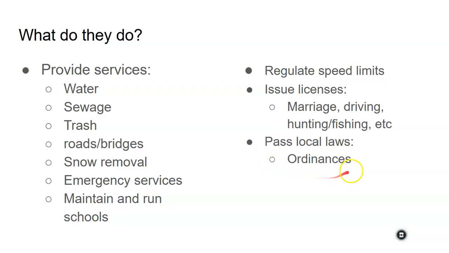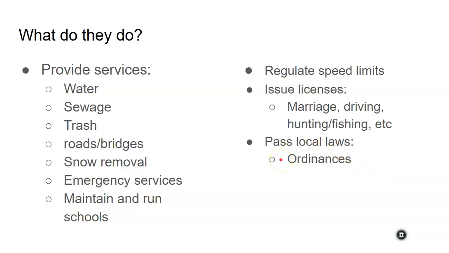The last thing that these local governments do is pass local laws. These are called ordinances, okay? So if you've ever heard, like I see this a lot on YouTube, these fun facts about like in the town of Springfield, you can't walk your iguana on a leash on the street. Okay, those kinds of crazy things. Those are all local ordinances, okay?